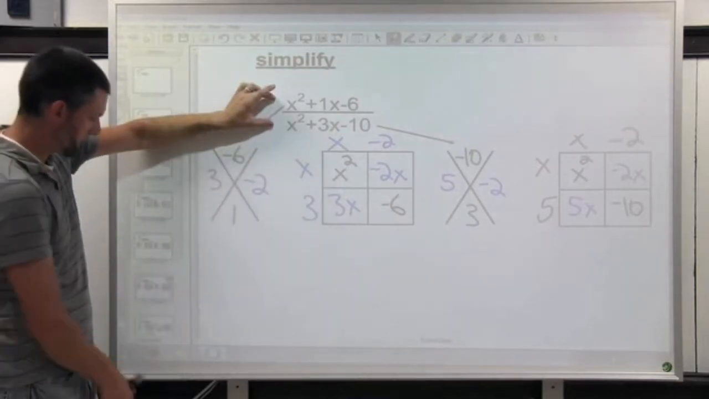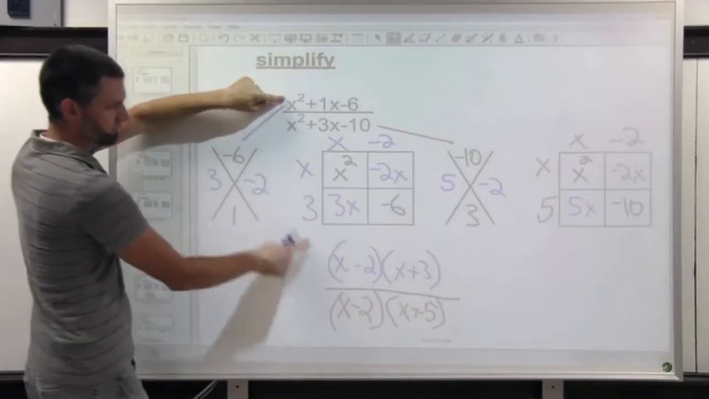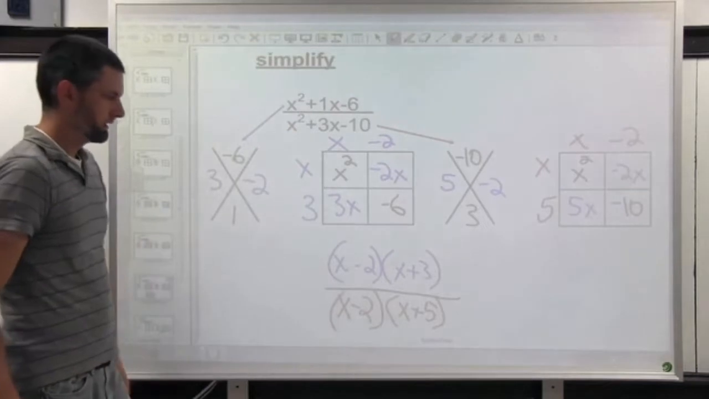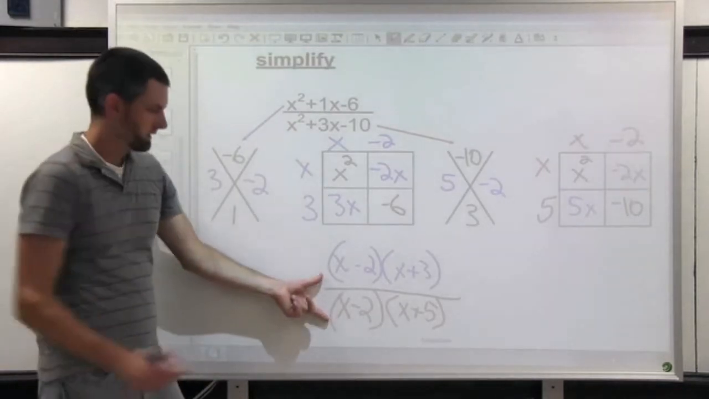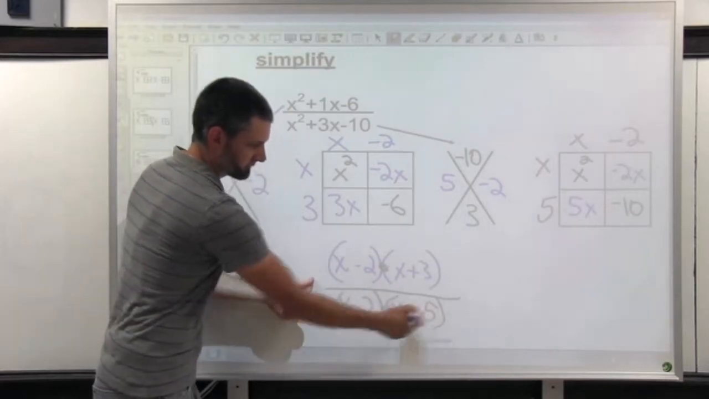Let's write this fraction now as the factored form. So the top has been factored, and then the bottom has been factored. And take a look at this now. It's something times something. It's x minus 2 times x plus 5.